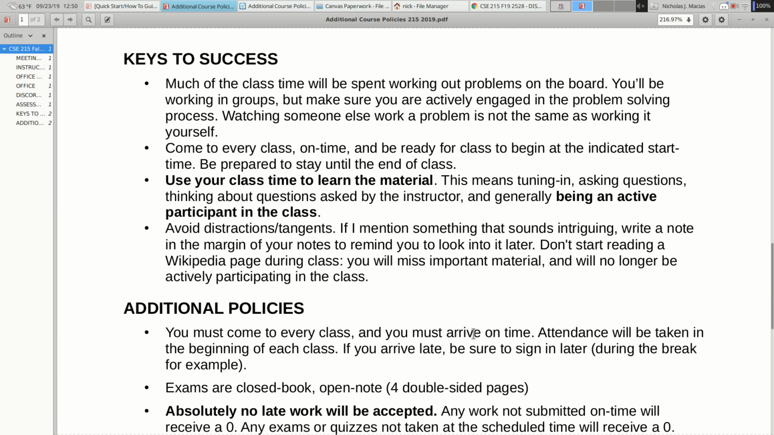Keys to success. So what do I think would be most useful to being successful in this course? We're going to spend a certain amount of class time working on problems on the board. That's really where your learning is going to happen.